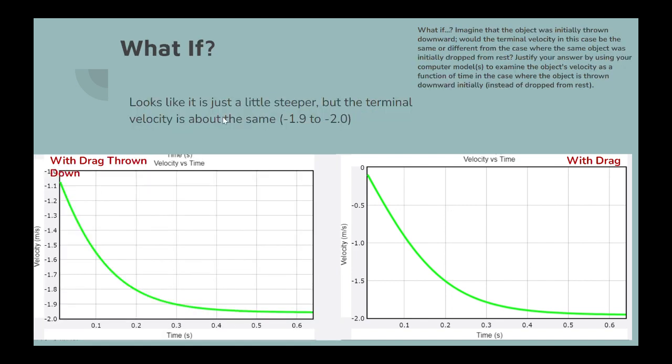So what if? Imagine if the object was initially thrown downwards. How would this affect terminal velocity? Would it be the same, different? So it looks like when it was thrown down, which we do by changing the initial velocity to 0, negative 1, 0, instead of the 0 vector, because it's being thrown down, so velocity is negative in the y direction. This basically seems to level out at nearly the same place, like negative 1.9 to negative 2, if you look at the graph, but it does seem to do it a little bit steeper, so maybe it just gets there a little bit quicker, but for the most part, the terminal velocity is the same.